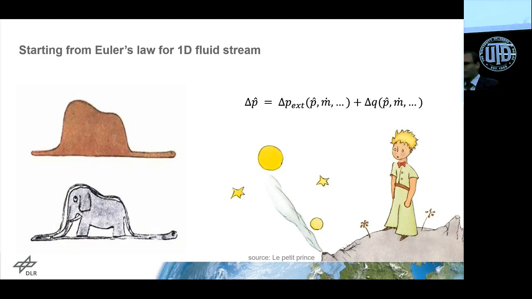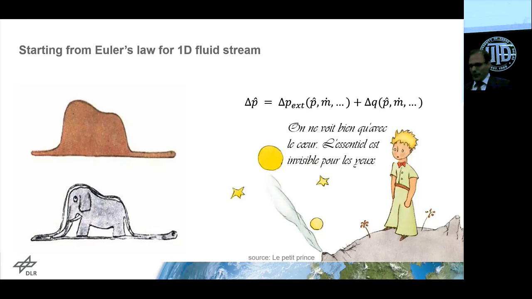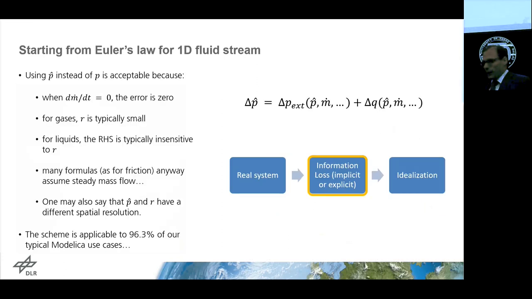I cheated a little bit. So there should be P, but I use P hat. Again, this corresponds to the point where I'm willing to do an error. I'm looking for effective compression. I'm willing to do an error so that I can get to a good form. And this is the exact point where I'm willing to do an error, because it really helps.